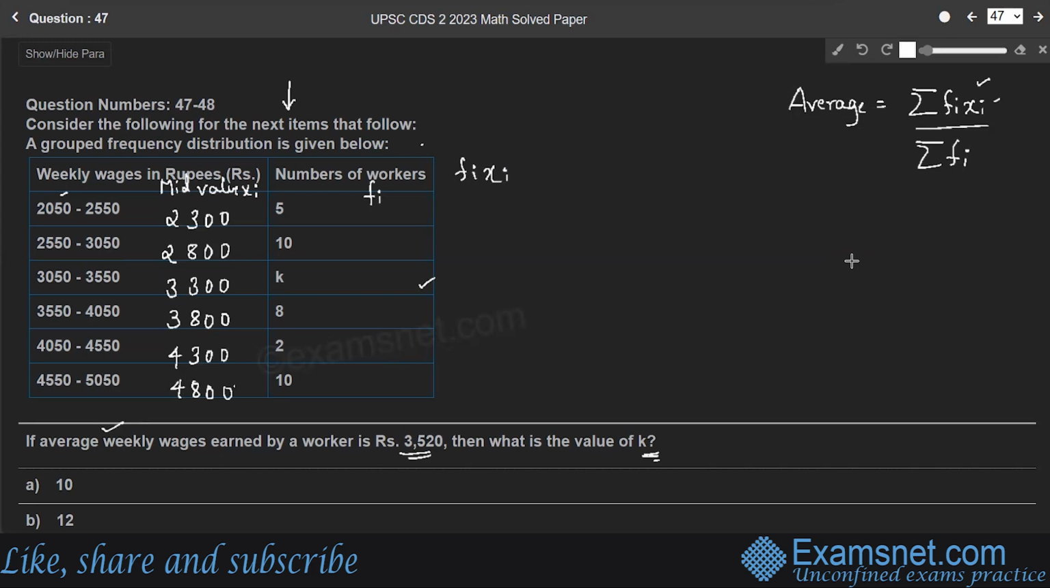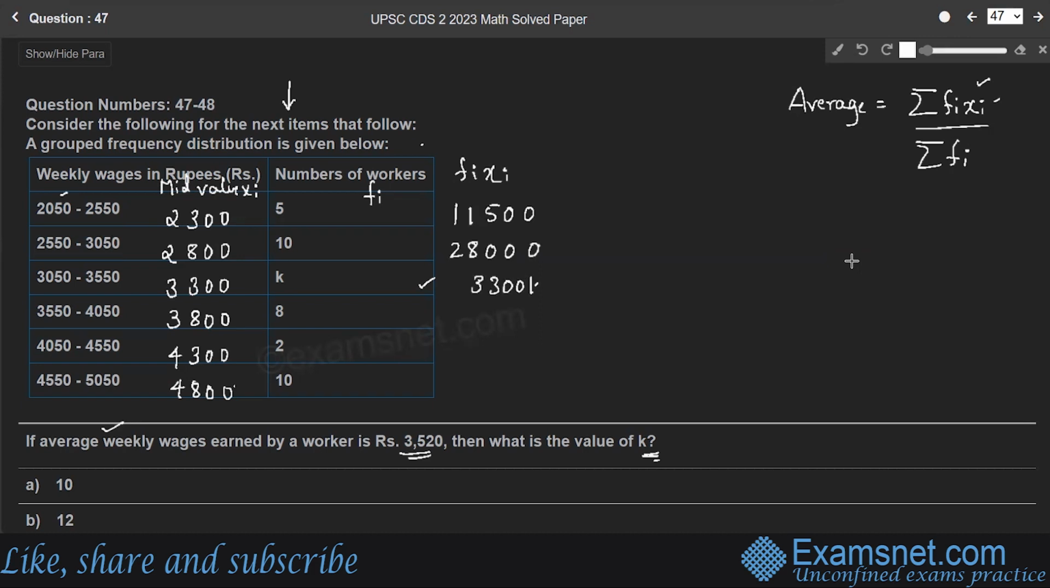2300 into 5 is 11,500, right? Next, 2,800 into 10, which is 28,000, right? 3,300 into k is 3,300 into k. We leave it as it is, right?